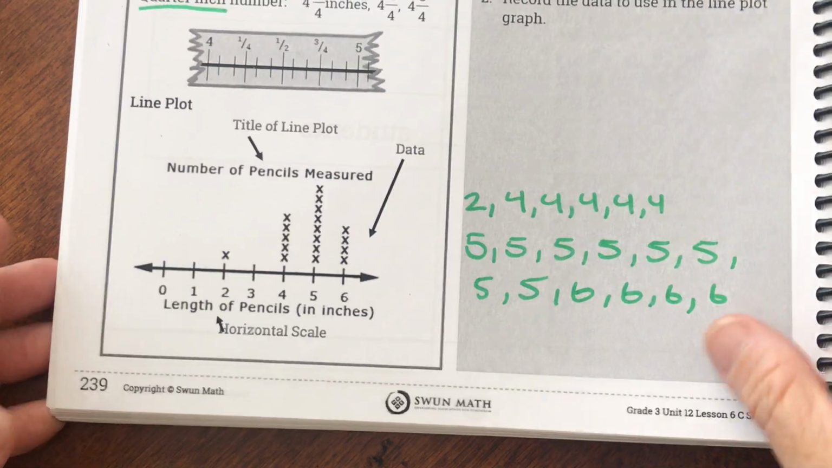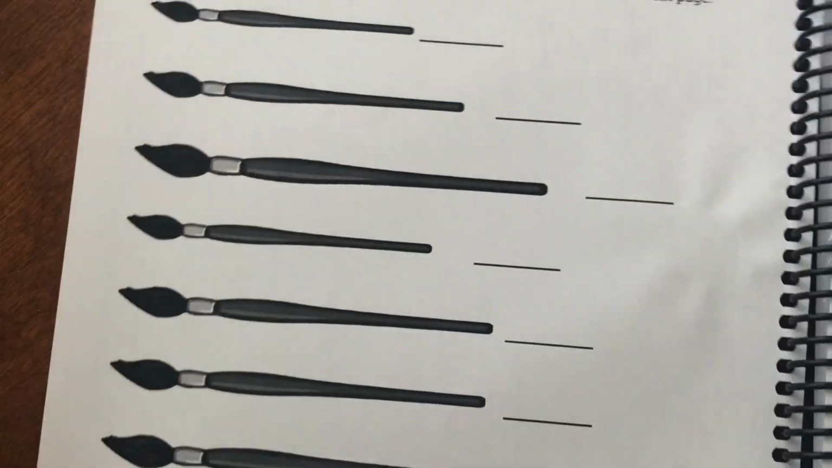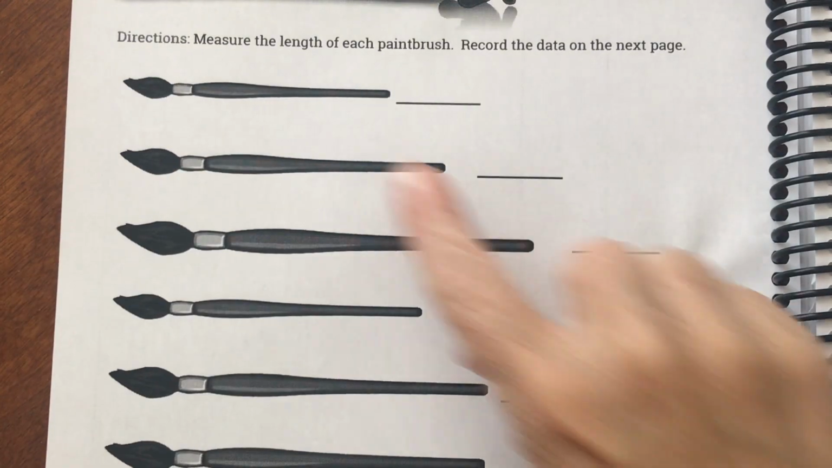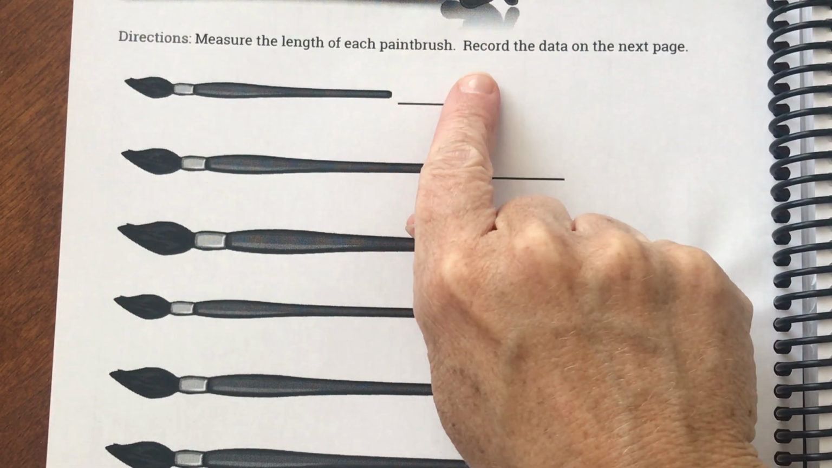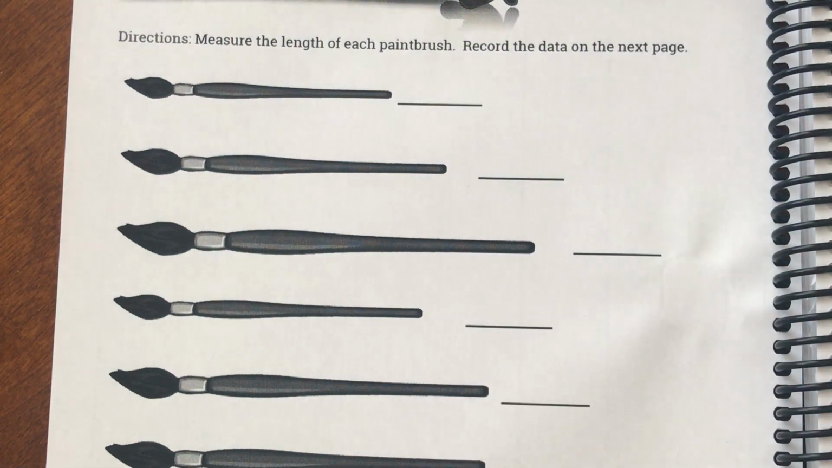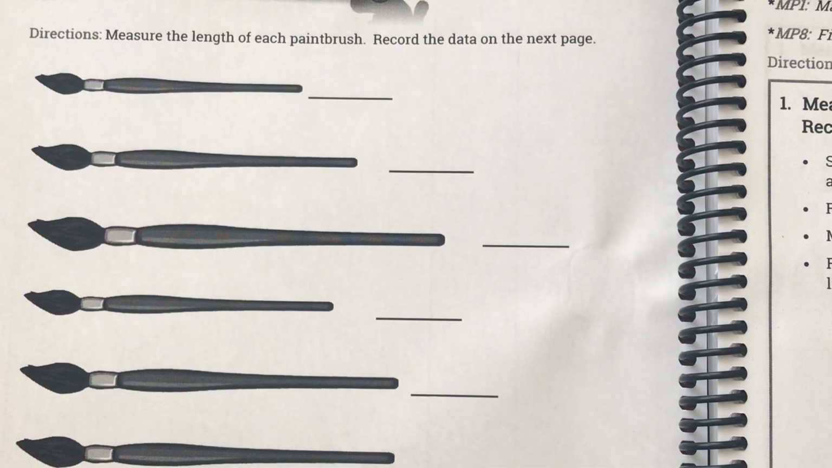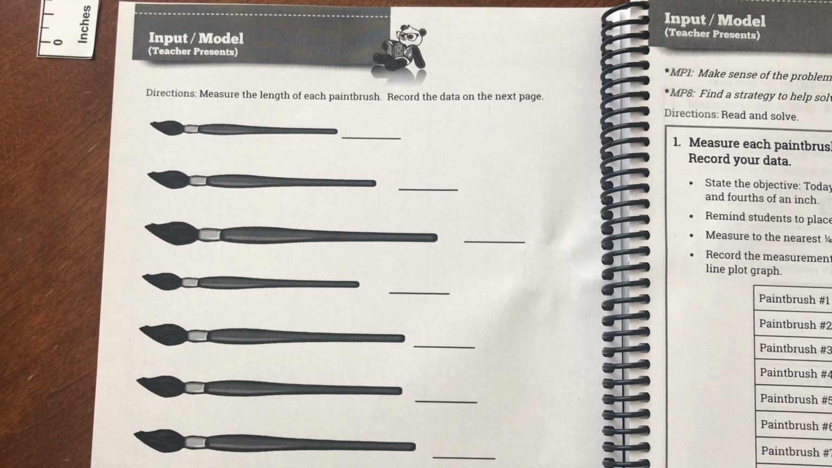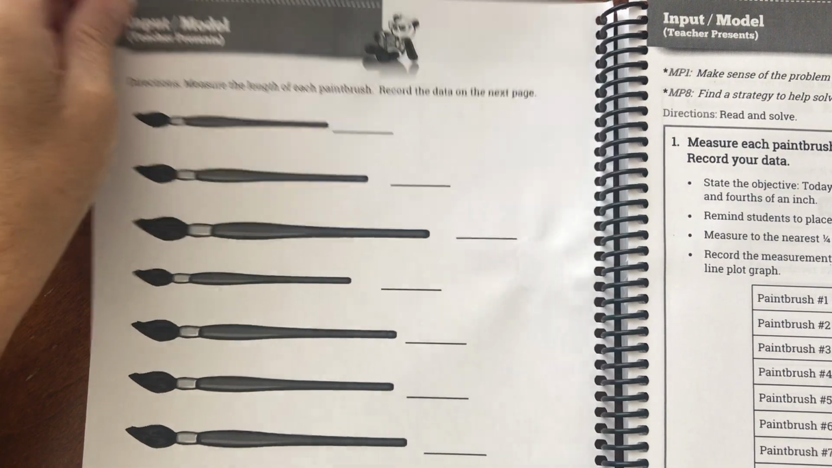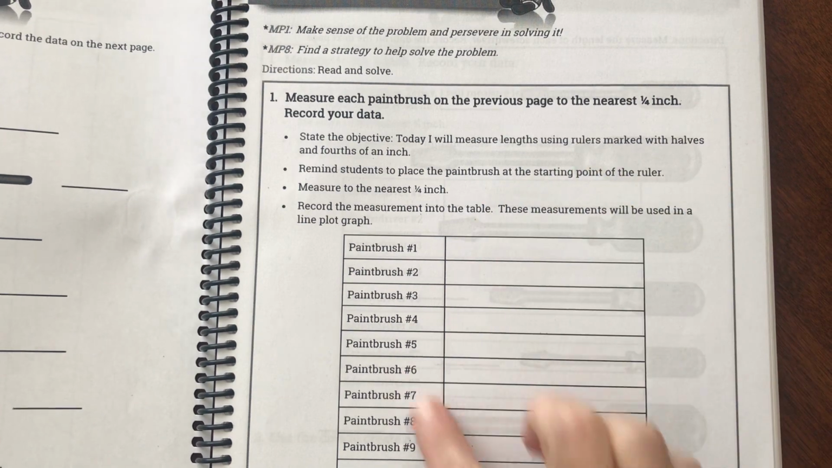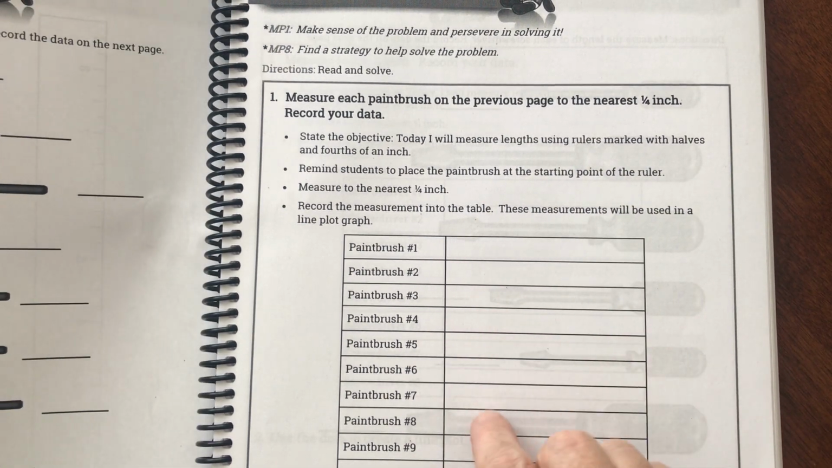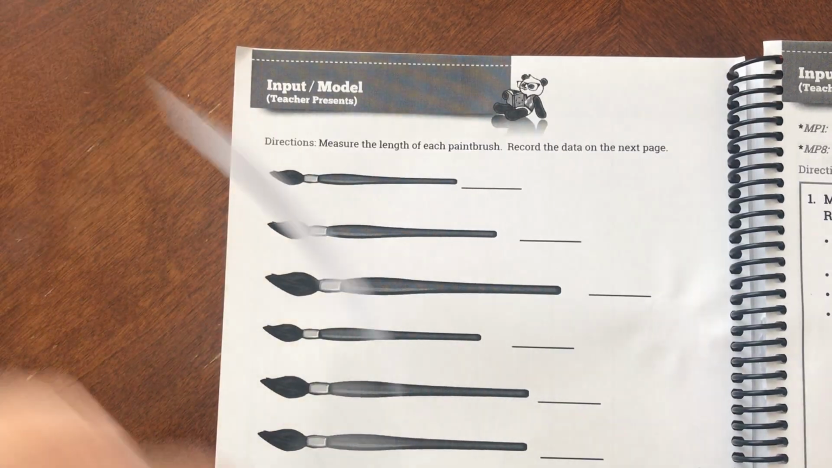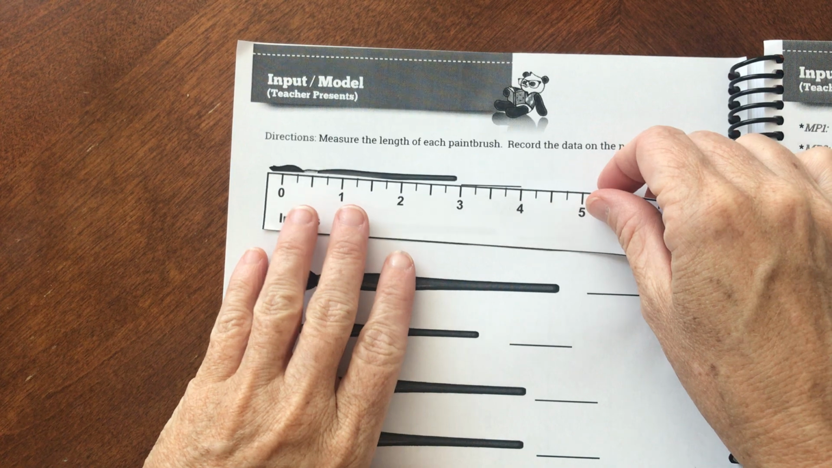I am going to jump in and get started on my first problem, ladies and gentlemen. My first problem looks like this. They want me to measure the length of each paintbrush and record the data on the next page. I'm going to zoom out as far as I can so you can see both. I have a page of paintbrushes and then this recording sheet here. I'm probably just going to record them right here as I'm doing it. I'm going to use my paper ruler like most of you are going to be having.